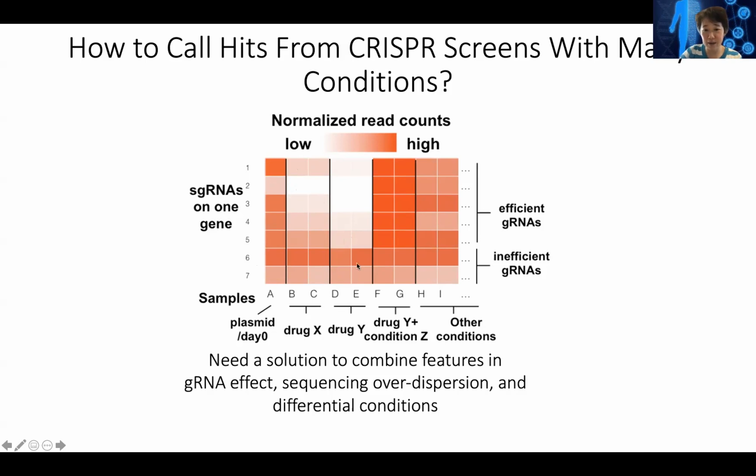You can notice that some of these guides don't work very well. Other guides might be working well. So first of all, we are trying to look at the guide RNA efficiency. There's also sequencing over dispersion. This is similar to RNA-seq, where you see sequencing all having over dispersion. And we also want to look at differential expression or differential abundance of the guides on this gene across all the guides together.